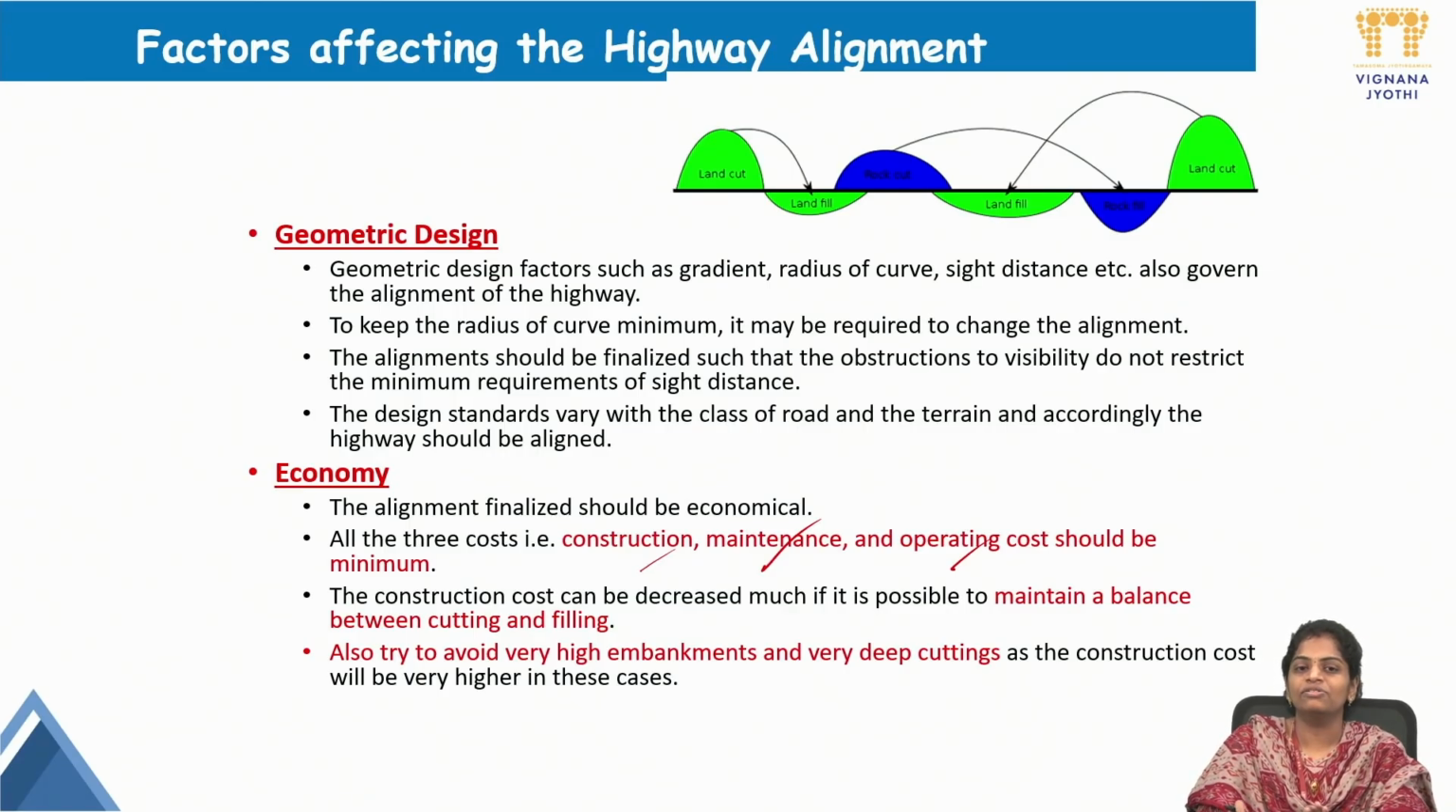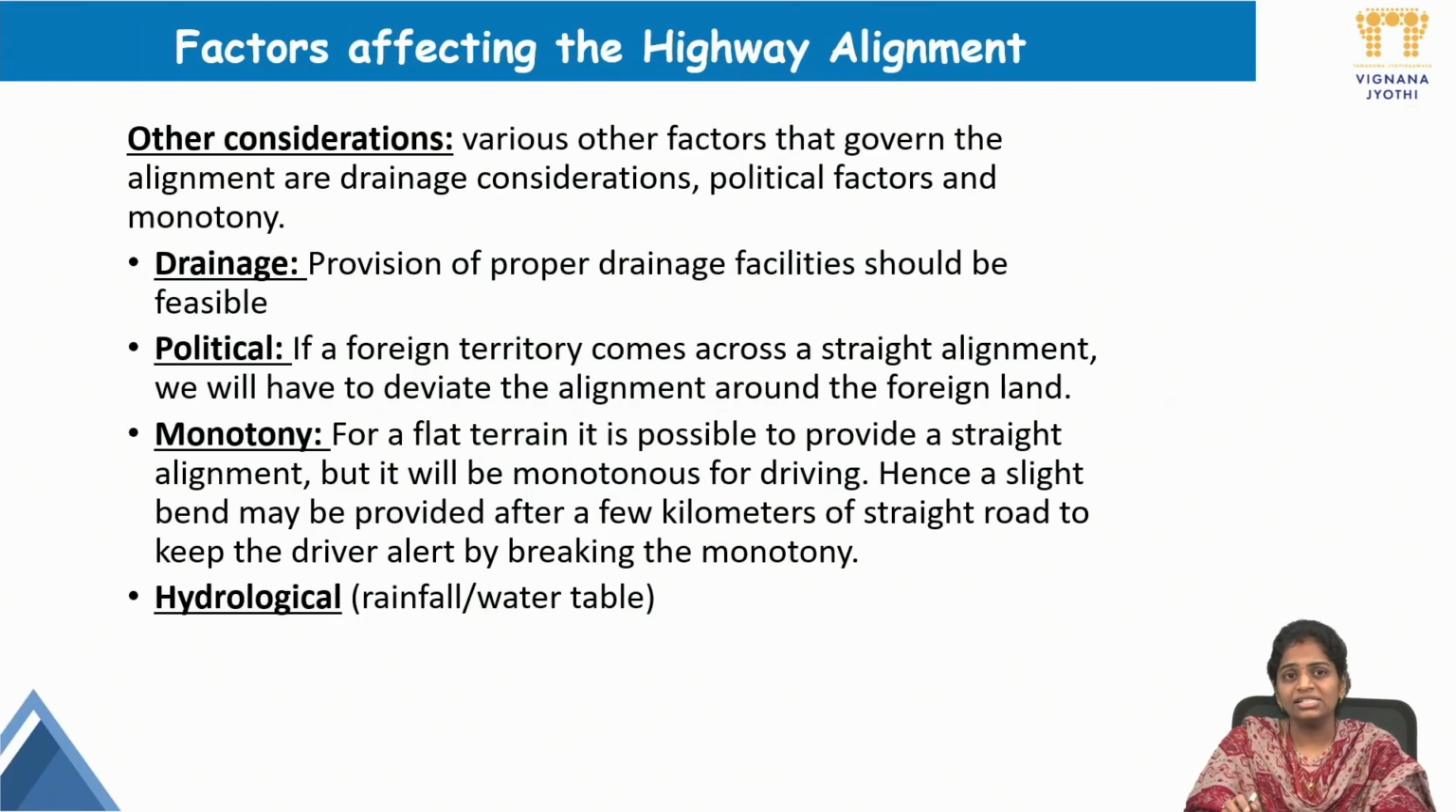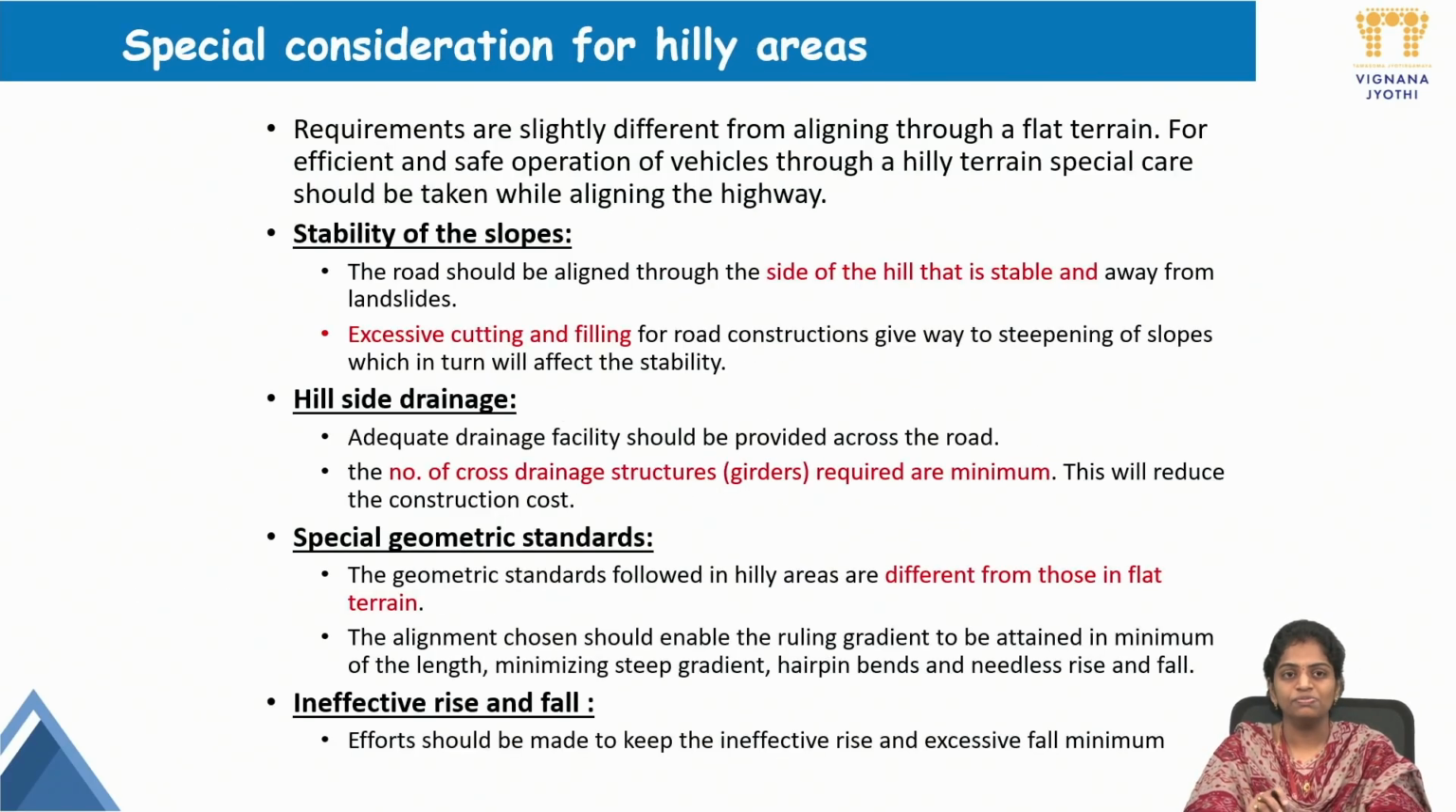Cutting and filling the earthwork is the most important while constructing the highway. Also try to avoid very high embankments and very deep cutting so that more cost will not be there. Next, other considerations which are affecting the highway alignment are drainage considerations, political factors, monotony, hydrological, water cycle, everything. Provision of proper drainage facilities is very important for the highway construction, which we have to look into before deciding the highway alignment itself. All these things should be considered.